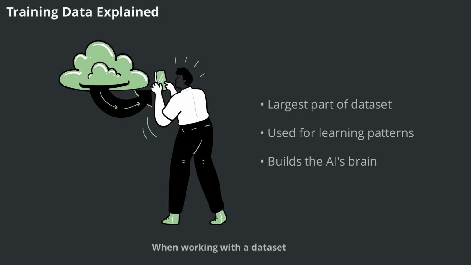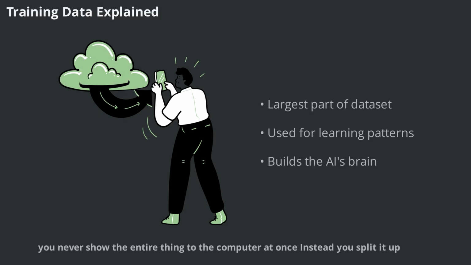Working with a dataset, you never show the entire thing to the computer at once. Instead, you split it up. Training data is the largest chunk, usually about 70 to 80% of your dataset. This is the actual material the AI studies to learn patterns and build its brain. By focusing on this portion, the model can practice and improve before being tested on new information. Training data is essential for helping the AI understand the relationships within your data.